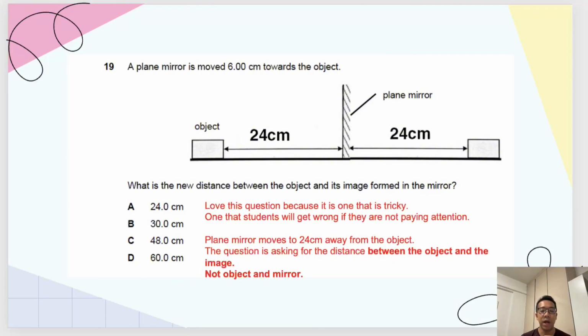A summary of what I have discussed is listed here in red, so let's go through that. Again, I love this question because it is one that is tricky for careless students. The student might get it wrong if they are not paying attention. The plane mirror is moved to 24 centimeters away from the object, and the question is asking about the new distance between the object and its reflected image. So it is 24 plus 24, you'll get 48, which is option C.